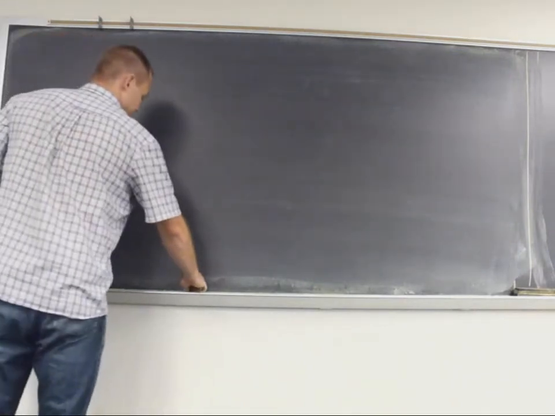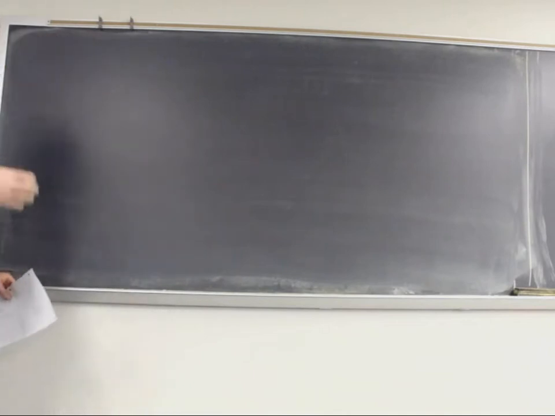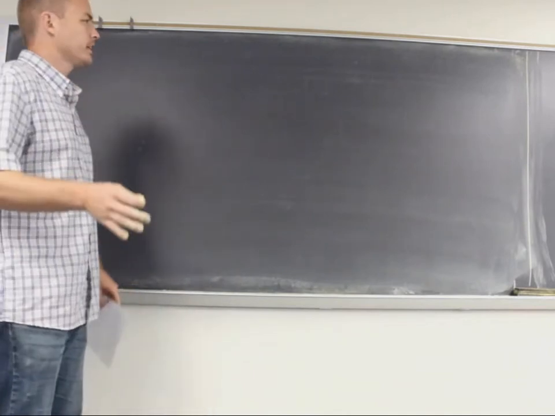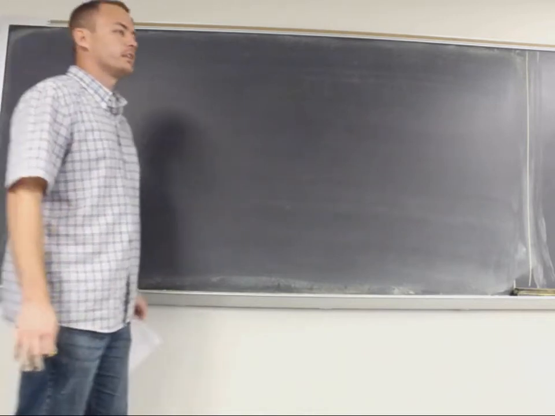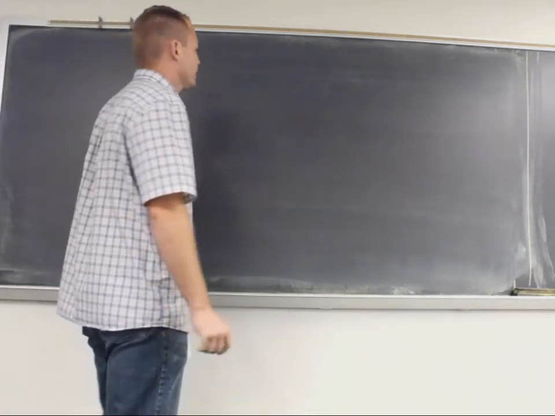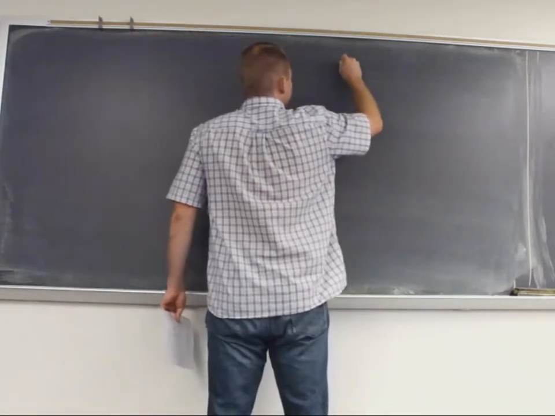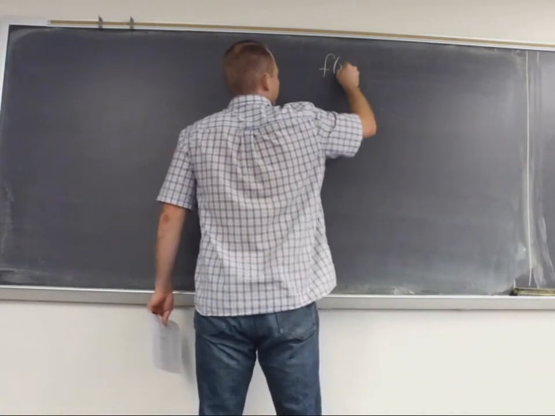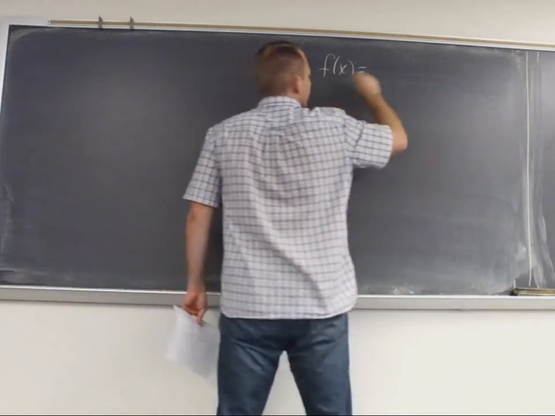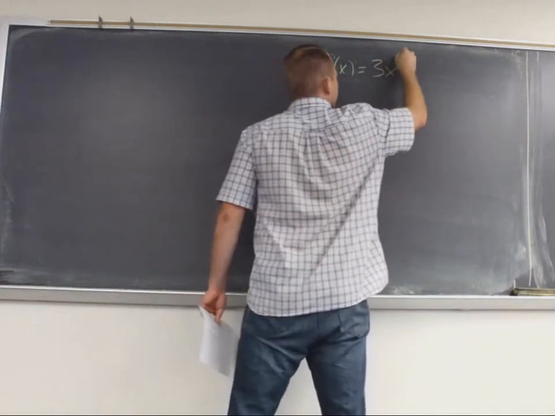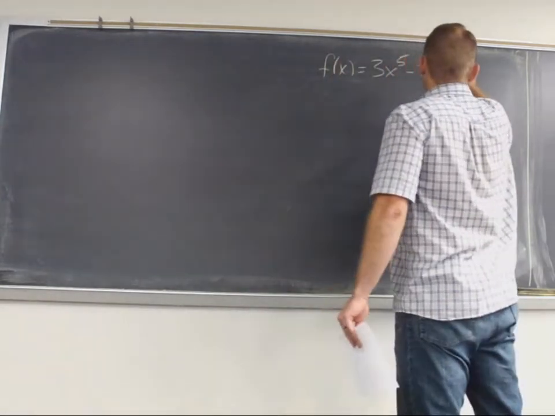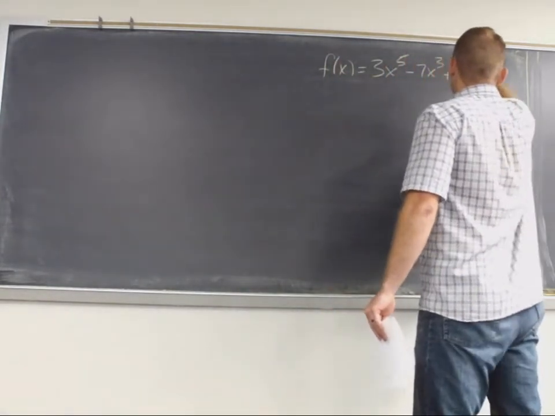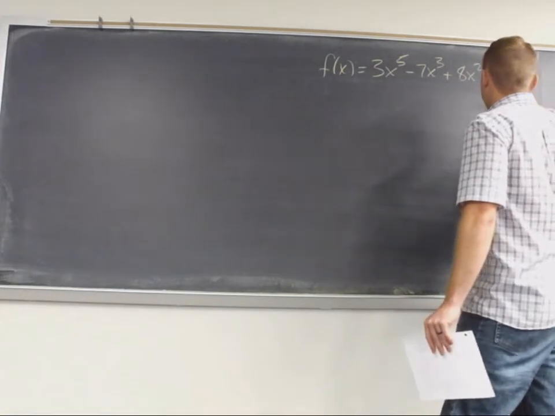This is the leading coefficient test. First, before we get into it, I want to look at another polynomial function and then identify a few things of that function, and that will help us with the definition of the leading coefficient test. So let's say we have f of x is equal to 3x to the fifth power minus 7x cubed plus 8x squared minus 1.